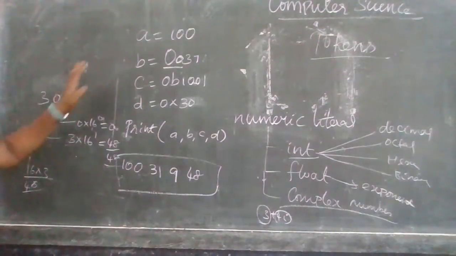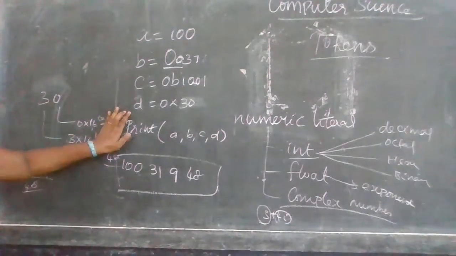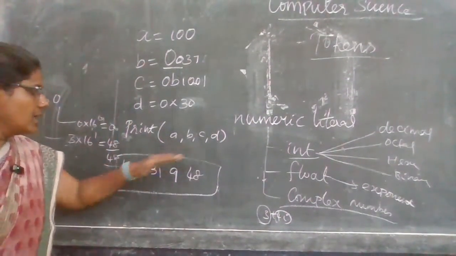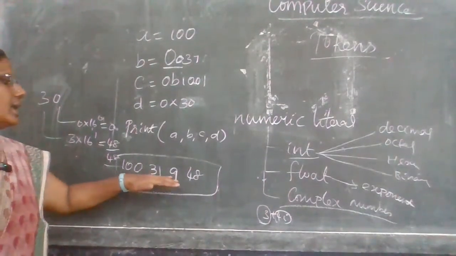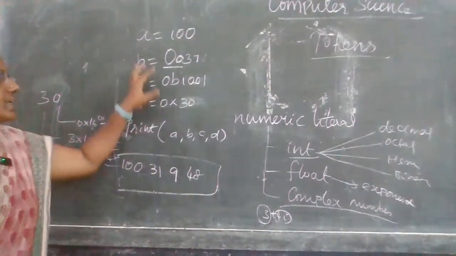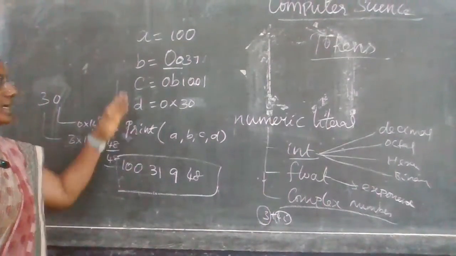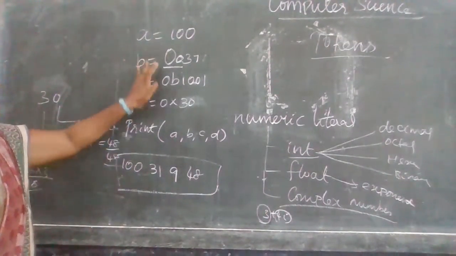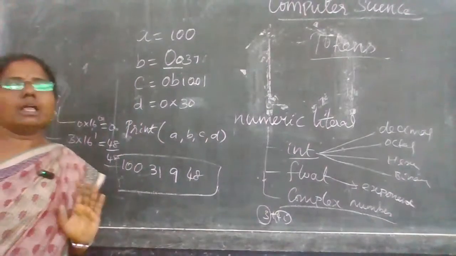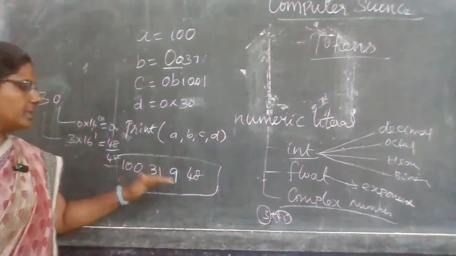Suppose you are assigning these values to variables, then when you print them, we get the answers 100, 31, 9, 48. All these numbers except A are converted, because A is a decimal number, so it will display as it is. The other numbers, octal, binary and hexadecimal, are converted to decimal numbers and then printed on the screen.